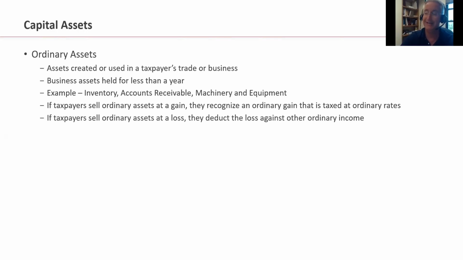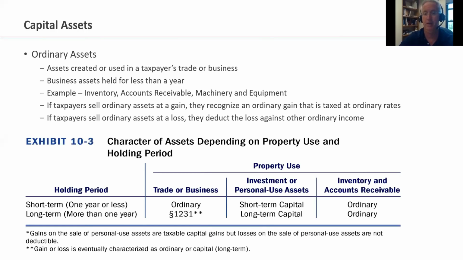So ordinary can be preferred. We looked at this chart already once, right? It talked about holding period. And we said, okay, let's focus on that trade or business column right here. So if the holding period is short term, we call that an ordinary asset. Yeah, I get it. We just said that. All assets used in a taxpayer's trade or business are ordinary. But look what we call it if we hold it for more than a year. We call that a Section 1231 asset.